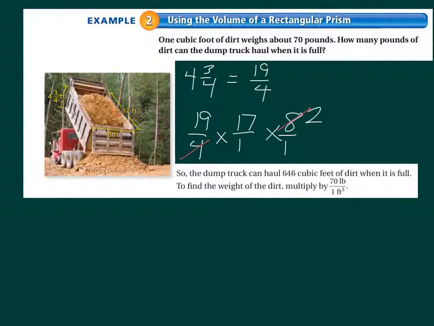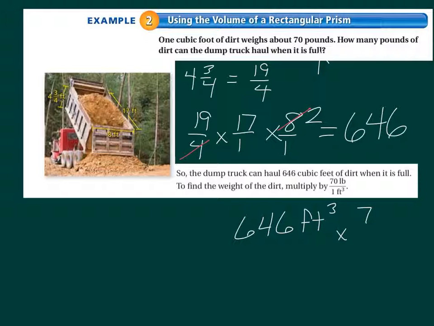And it appears I get 646. Now, that's not the unit of measurement I want. Notice it says pounds. I have 646 cubic feet for my answer of what they can haul in cubic feet. And notice it says for every 1 cubic foot, I can haul 70 pounds of dirt. So I'm going to put 70 pounds on top over 1 cubic foot and cross cancel these cubic feet. And now what I need to do is take 646 times 70, and then I get the total weight that that dump truck can haul.